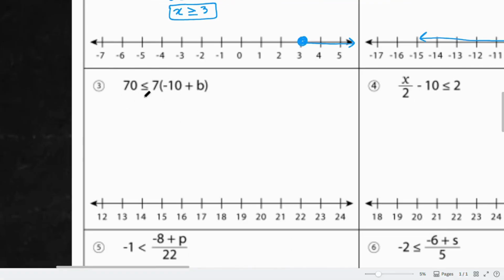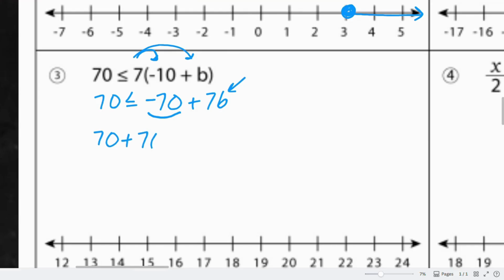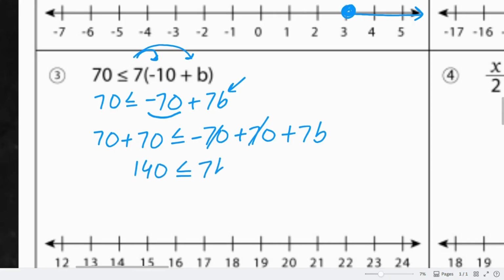Alright, so for question number 3, as we can see over here, I need to distribute this 7, right? So it will be distributed this way, and I will get 70 is less than or equivalent to minus 70 plus 7b. So the first thing that I will do is add 70 on both sides because I need to eliminate this 70, and I need to get this b. So 70 plus 70 is less than or equivalent to minus 70 plus 70 plus 7b. So they will cancel out and I will get 140 is less than or equivalent to 7b.